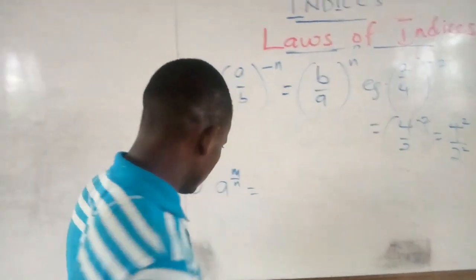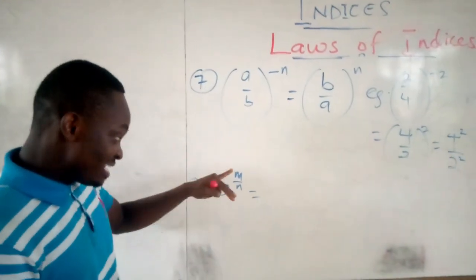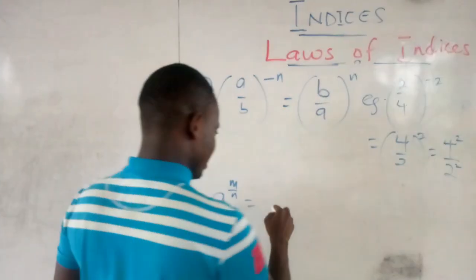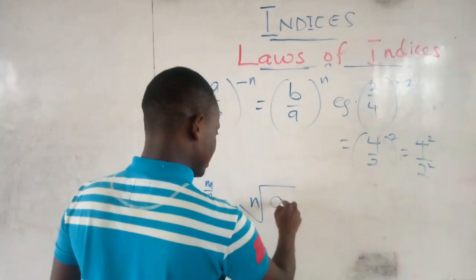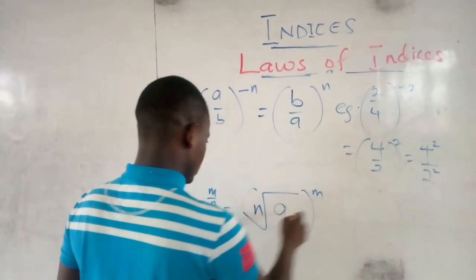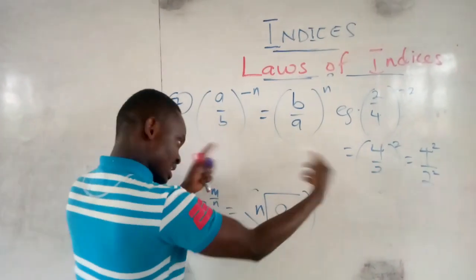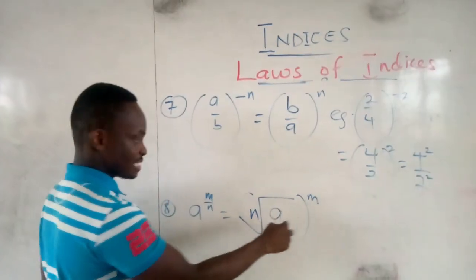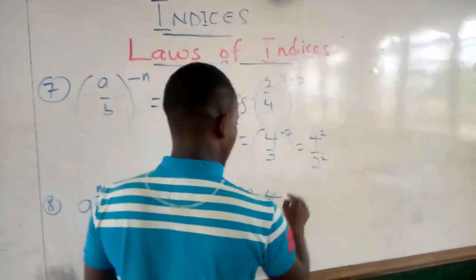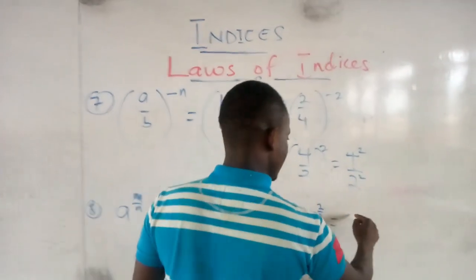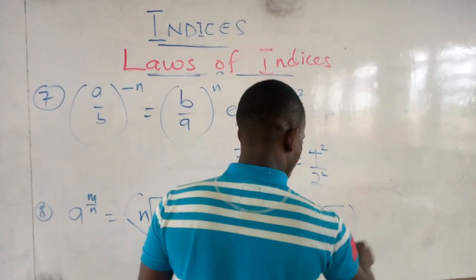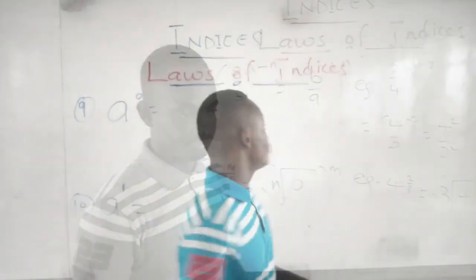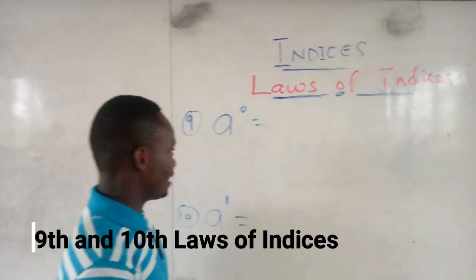Now this time around to the base, the index is a fraction, but m over n. So it becomes the nth root of the base all to the power m. So the numerator becomes the power, and the n becomes the root of that base. For example, I have 4 to the power 2 over 3 becomes the cube root of 4 all to the power 2.